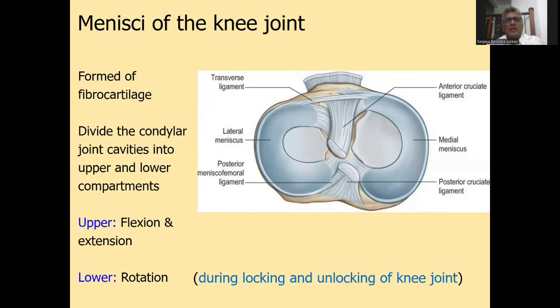A few things about menisci. We will discuss the menisci injuries also. Now, menisci are fibrocartilage. You know that these intra-articular discs are usually fibrocartilage. These fibrocartilage discs create a very small lower compartment in which you can do these rotatory movements of the knee joint, during locking and unlocking. Then above the meniscus, it's all flexion and extension, the usual movements.